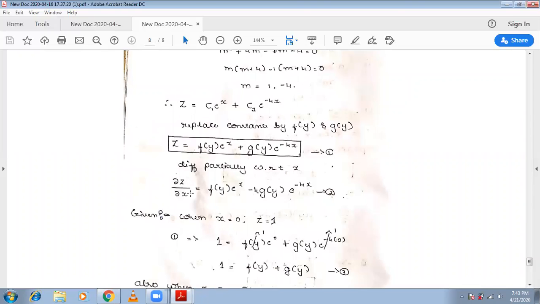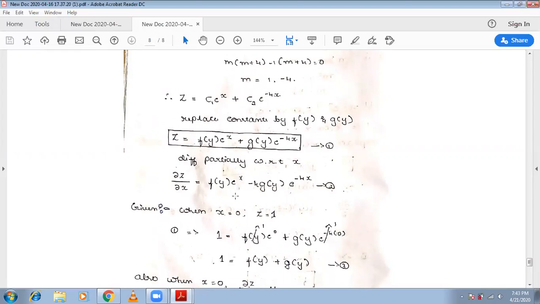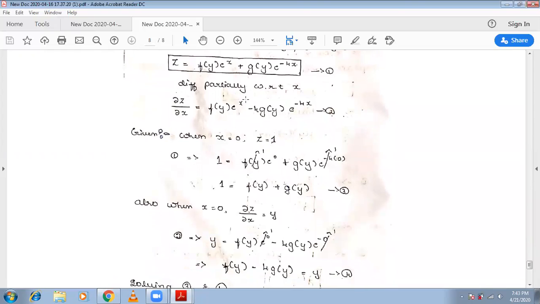So find ∂z/∂x. That is equal to f(y), constant take outside, e^x differentiation is e^x, plus g(y) into e^(−4x) differentiation is −4 into e^(−4x). Call it equation 2.